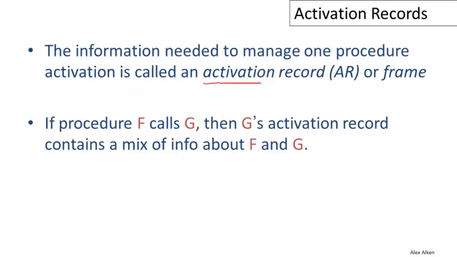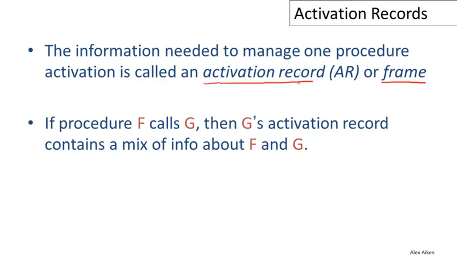An activation record is all the information that's needed to manage the execution of one procedure activation. And often this is also called a frame. That means exactly the same thing as activation record. These are just two names for the same thing.